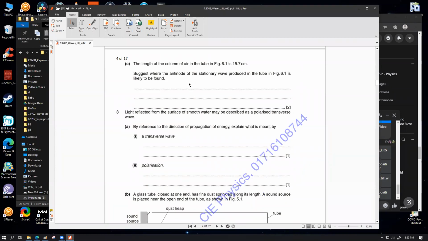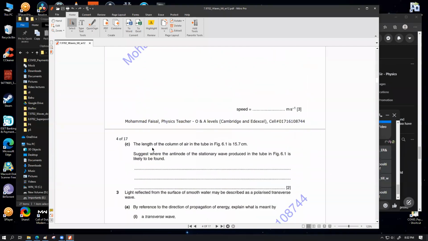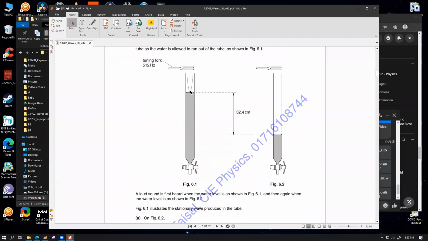So, okay. The length of the air column in the tube in figure 6.1 is 15.7 centimeters. So here comes the question about the end correction. So let's take a good look. Now they are telling us that this amount of air column is 15.7 centimeters. And if you do the division, you'll find that this is not exactly half of that. Half of this is 16.2, whereas the length of the air column over here is 15.7.